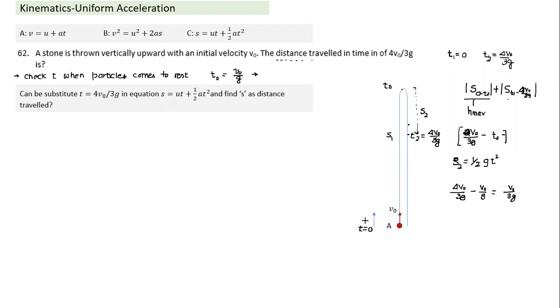Are we clear about this also? Jaideep, is this clearly understood? Yes, sir. No, so this also we could have done.